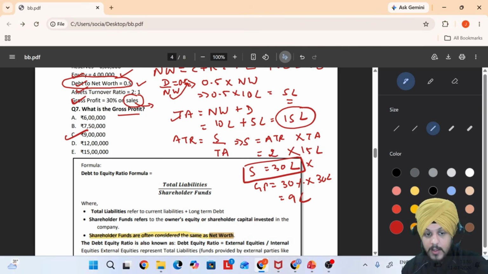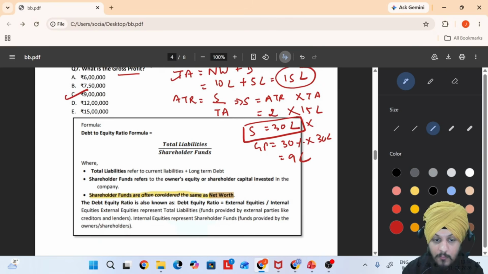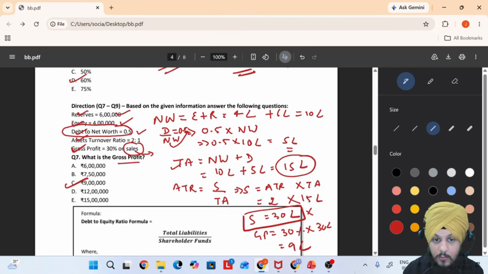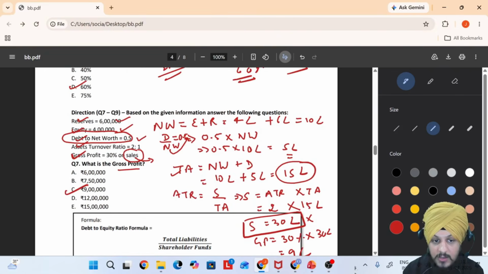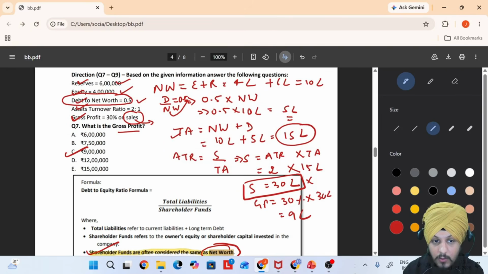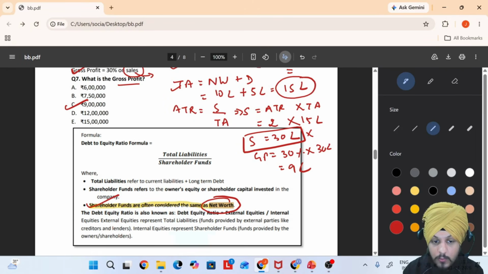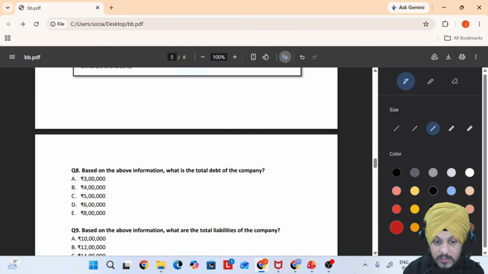Yes. So 9 lakh is going to be the answer to this question. And you can see we had provided you the entire formula. Everything has been presented as a part of this snippet. So shareholder funds are often treated as net worth, right? And you can see in the question itself, the shareholder funds were provided, right? Also some values were provided to you. And the formula for debt to equity has also been written, right? Which we are going to use in the second question.